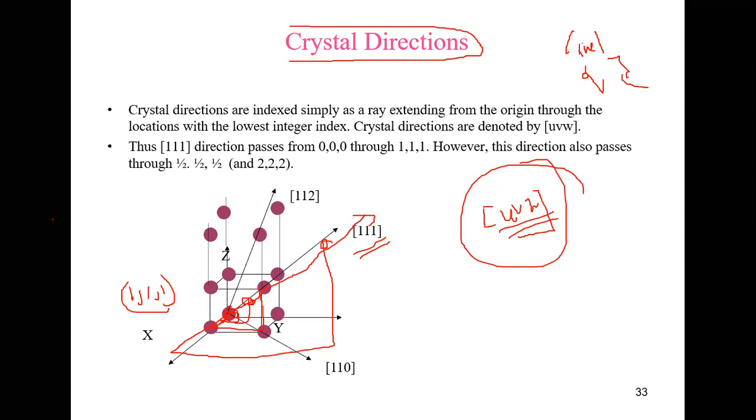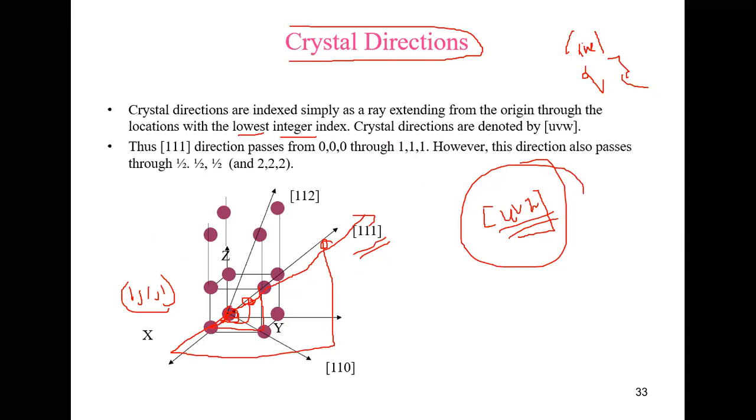Because by definition, it has to be the lowest and also an integer. Half, half, half is lowest, but these are not integers. On the other hand, 2, 2, 2 and 3, 3, 3 are integers, but they are not the lowest. Among them, 1, 1, 1 are integers and also the lowest integers. That is why we call it the [111] direction.